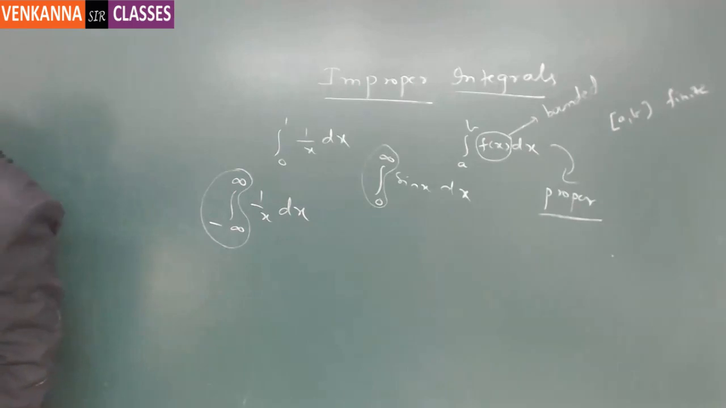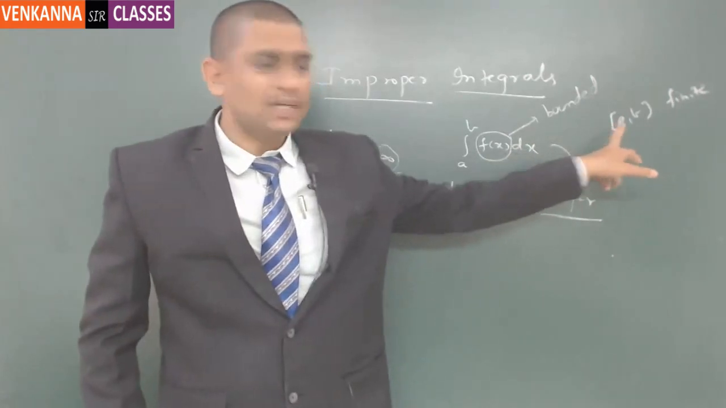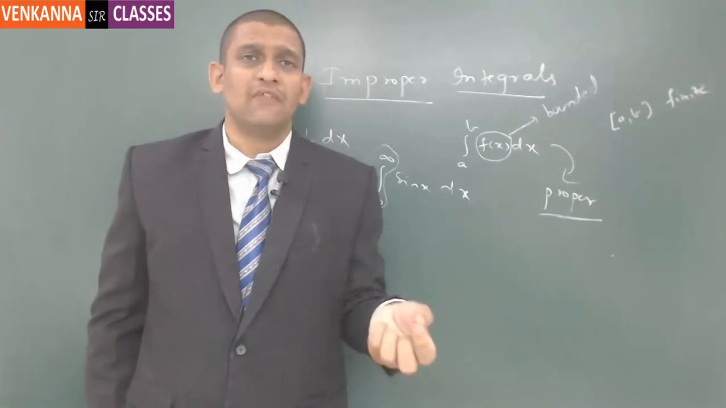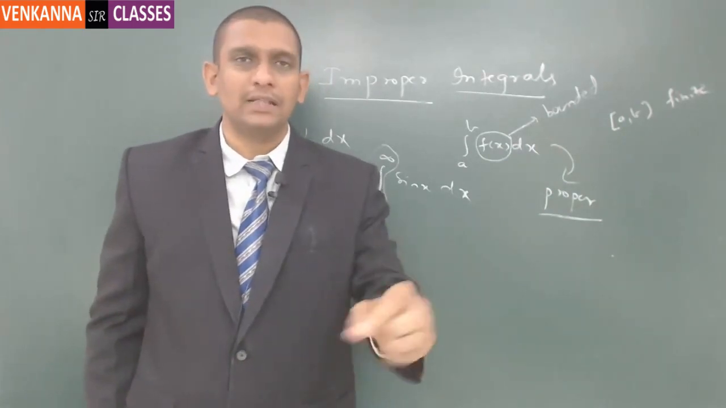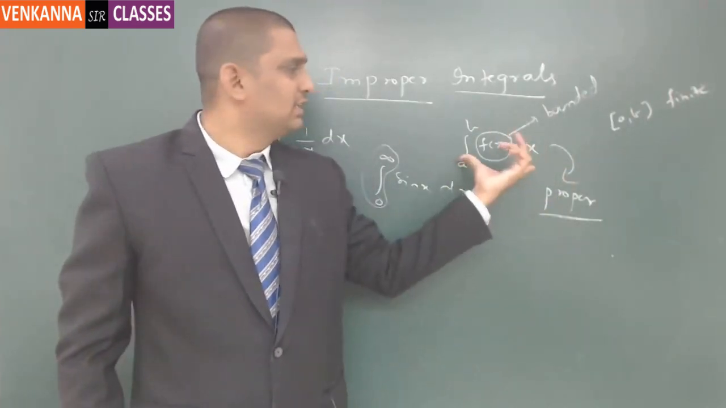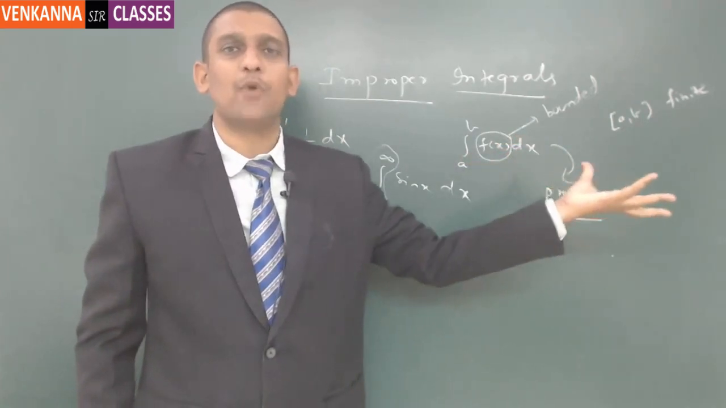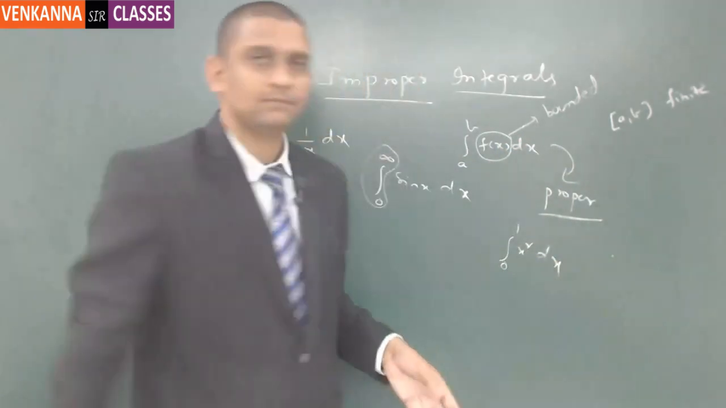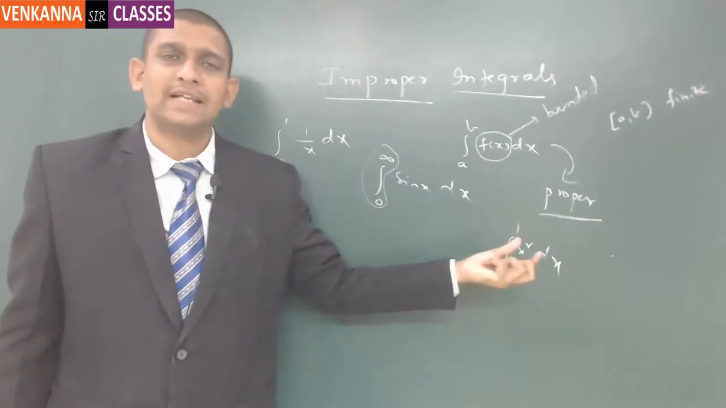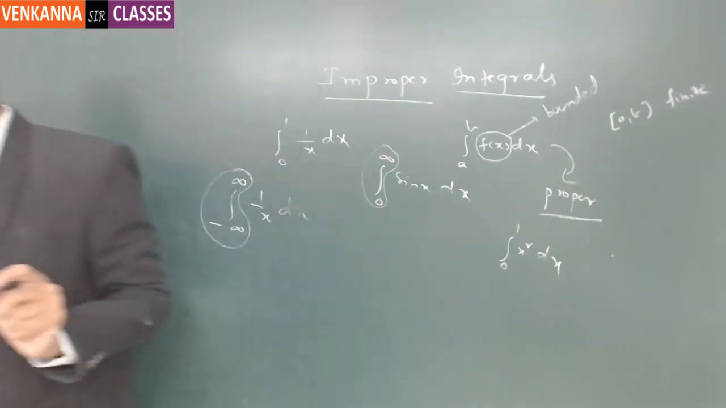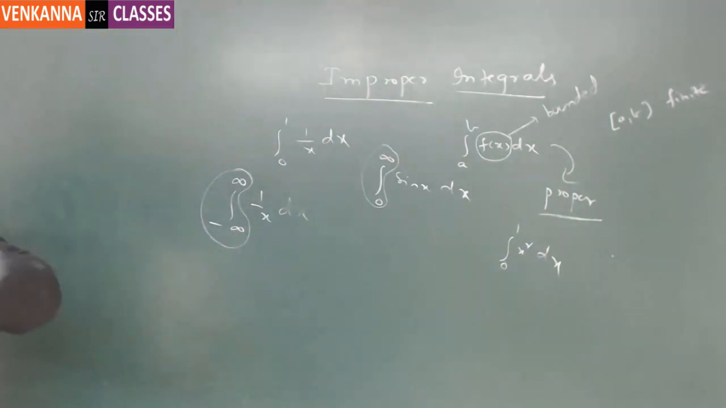Right. So the interval a b is finite and f of x should exist on the interval. That means f of x should not be undefined at any point in this interval. If these two are satisfied, we say that this type of integral is a proper integral. The simple example is the integral from 0 to 1 of x square dx. The interval is finite and the x square value you can find at each and every point over this interval. Accepted? So that is a proper integral.